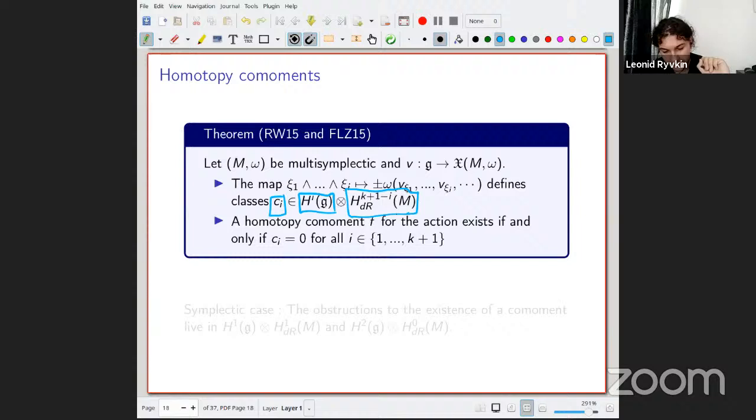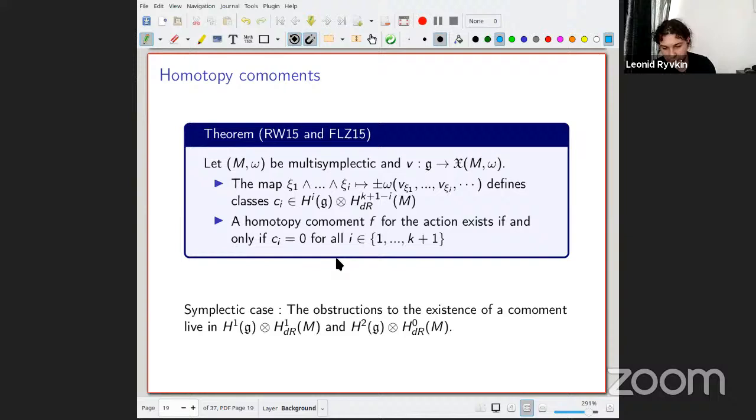Well, those classes are zero if and only if an L infinity morphism exists, if a homotopy co-moment exists. Just a quick reminder: in the symplectic case, this reduces to the standard theorem stating that these two classes obstruct the existence of a symplectic equivariant co-moment map.